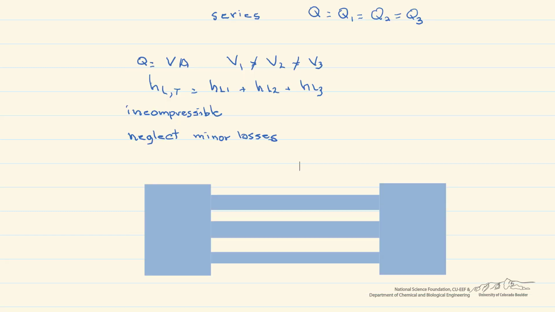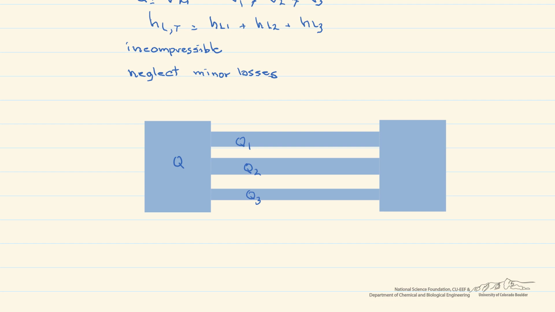Now let's look at pipes in parallel. So here we have a total flow rate, Q, and we have Q1, Q2, and Q3. And what you'll find is, again, due to continuity, this total Q is equal to the sum of the Q's or flow rates in each one of the pipes.